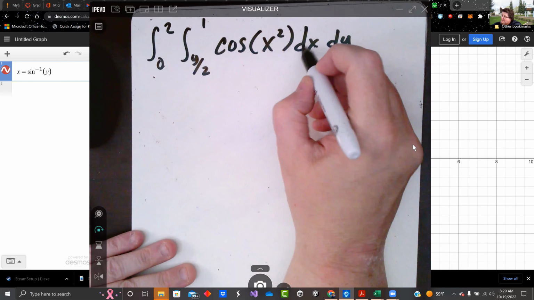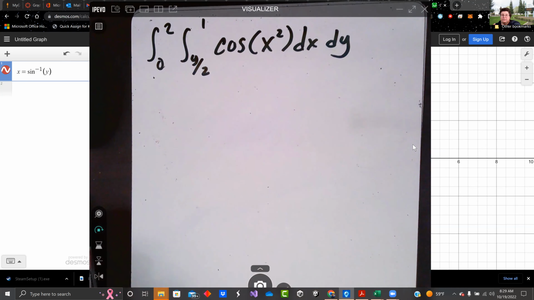All right, so does anyone know how to integrate cosine x squared? Benjamin, don't give me some formula. Does anyone know how to integrate cosine x squared? Oh, you could use series. We could, we're not going to.